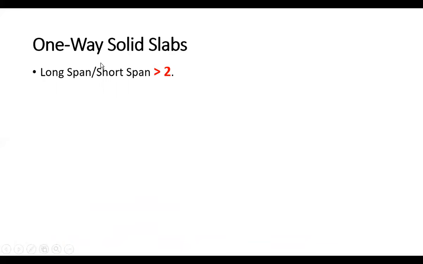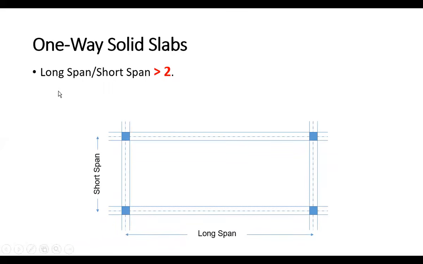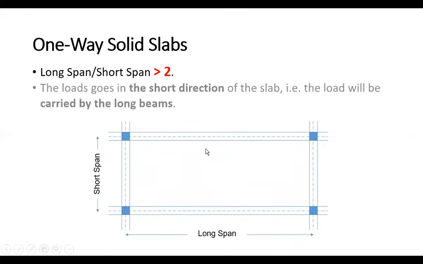Okay, let's see more details about one-way solid slabs. As we said, the longest span divided by the shortest span should be greater than 2. In this case, most of the loads will be transferred in the short direction of the slab. It means it will go to the long beams. If the longest span divided by the shortest span is greater than 2, we will assume that all the load will be transferred only in the short direction, and no loads will be going in the long direction of the slab.